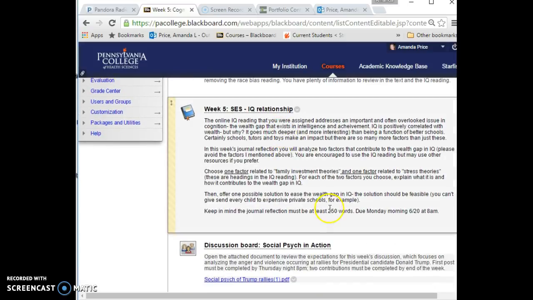So your journal reflection, you can see, has to be at least 250 words. That should not be a challenge at all, given the task. And then in addition to discussing these factors, I also want you to consider a possible solution. So we'll use some creative and practical intelligence on this task. And that's due at the end of the week, next Monday morning.